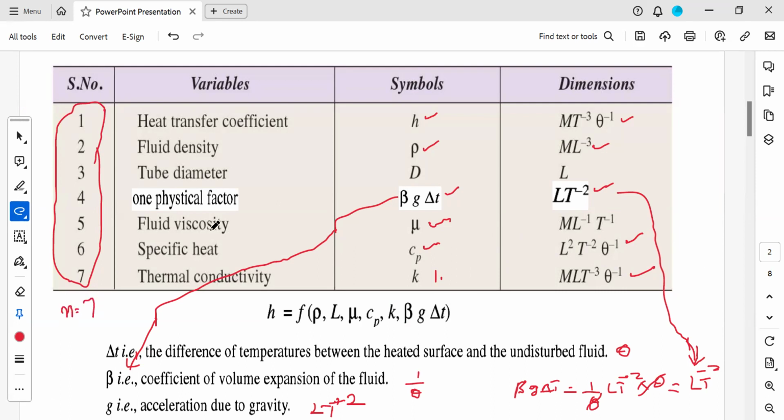Next, h is called the dependent variable. All other variables are called independent variables. Therefore, in free convection, we can write h as a function of all the other independent variables. We call it equation 1. So here the number of variables is more than 3, therefore in dimensional analysis, we can apply Buckingham's pi theorem.